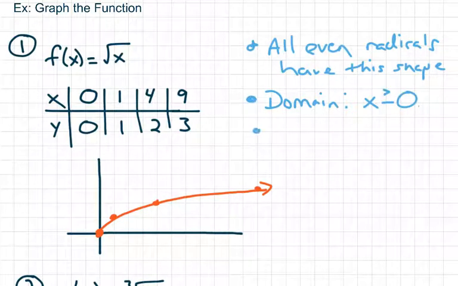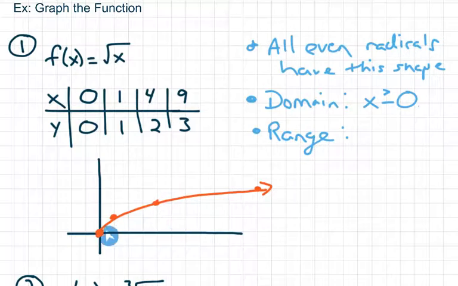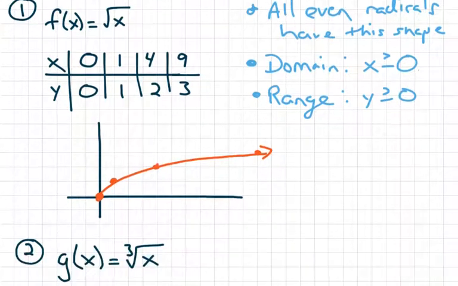And then for the range, if we look at our picture, the lowest we get is 0. We're not going down any farther. The lowest we get is 0, and eventually we do go up forever. It's up very slowly, but it is up forever. The range here is going to be y is greater than or equal to 0. So that's the basic general shape of even radicals. Let's look at odd radicals.